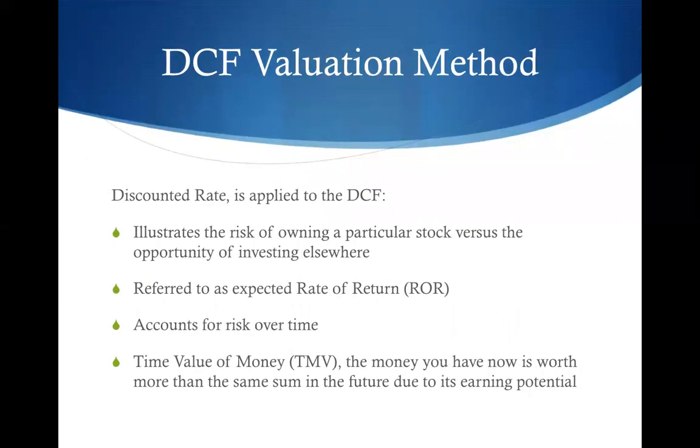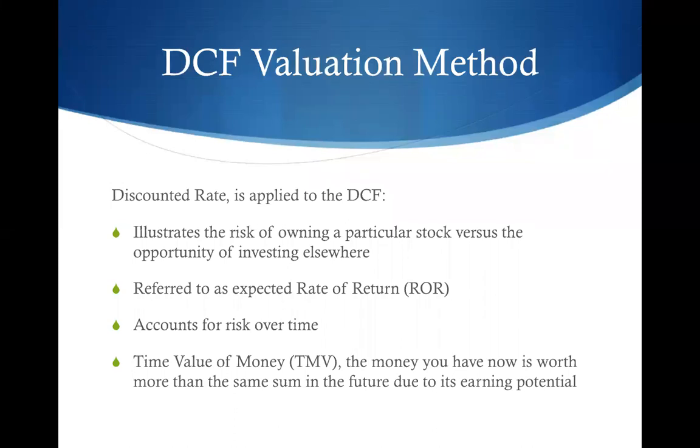The discount rate that's applied to the DCF illustrates the risk of owning a particular stock versus the opportunity of investing somewhere else. In DCF, the discount rate is referred to as the expected rate of return. It accounts for the risk over time, and also includes the theory of time value of money, TVM.